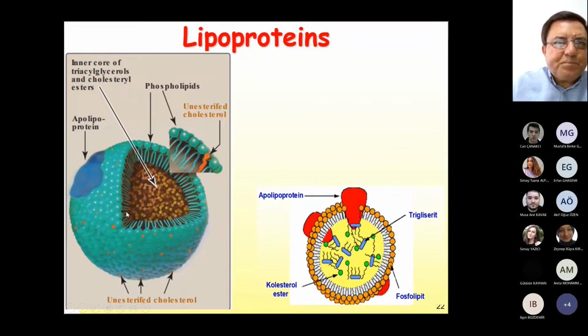This amphipathic property makes these lipoproteins soluble in aqueous solution, and the triglycerols and cholesterol are carried by these lipoproteins. The cholesterol and triglycerols can come from the diet, mostly, and can also have a source from de novo synthesis, the endogenous source.